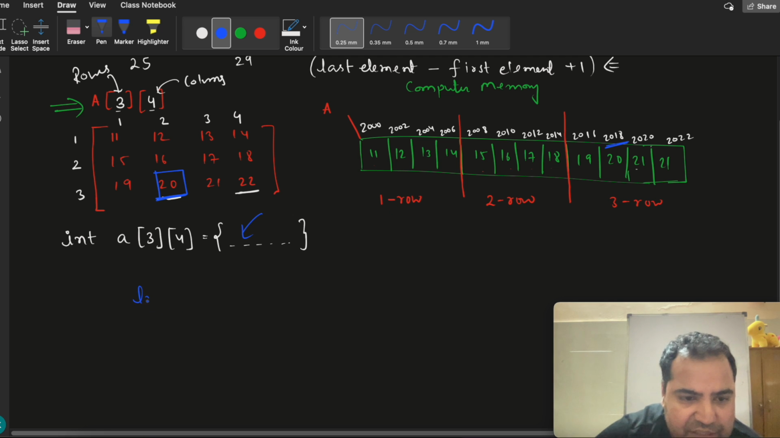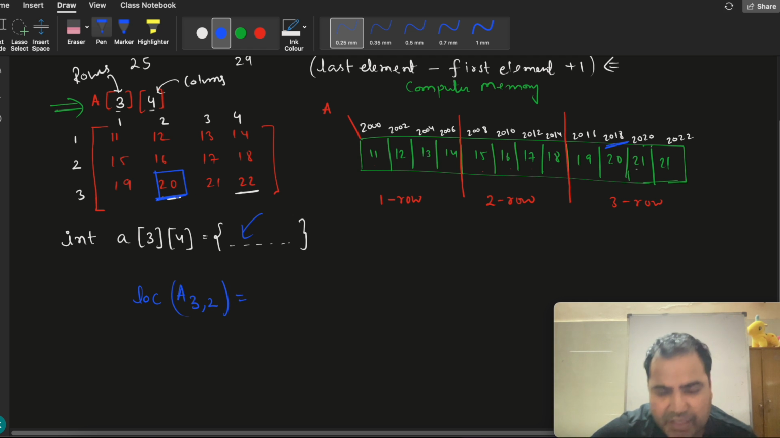So I will write it like this. Location of, this is third row and second column, right? Location of, say the name of the array is A, third row, second column. See, if you want to reach till here, you need to cross two rows, right? First row and second row. How will we cross that? If I need to cross two rows, what will I do?